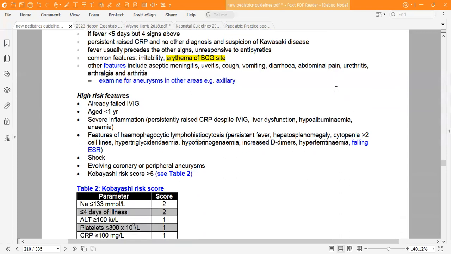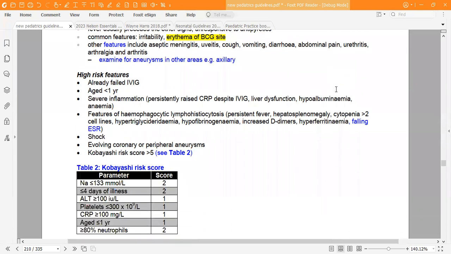High risk features: already failed IVIG. So you have already given IVIG and there's a failure to respond to the treatment. So this is considered to be high risk. Aged less than 1 year, severe inflammation with persistently raised CRP despite IVIG, liver dysfunction, hypoalbuminemia, and anemia.